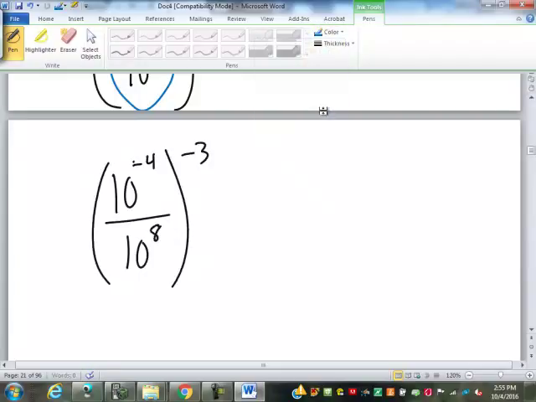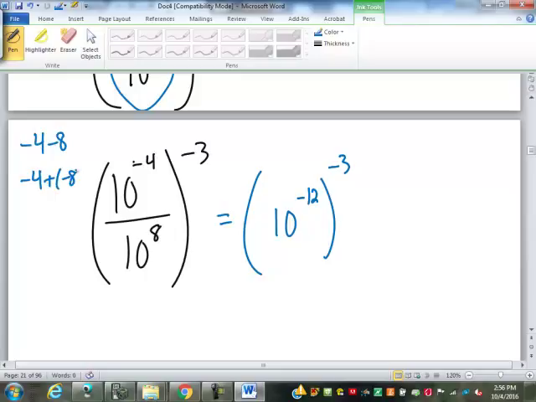So how about this one? 10 to the negative 4th divided by 10 to the 8th is going to be what? Negative 4 minus 8 is going to be negative 12. Negative 4 minus 8 becomes negative 4 plus a negative 8, which is a negative 12. But I still have the power of negative 3 out there. So yes, negative 12 times negative 3 is a positive 36.